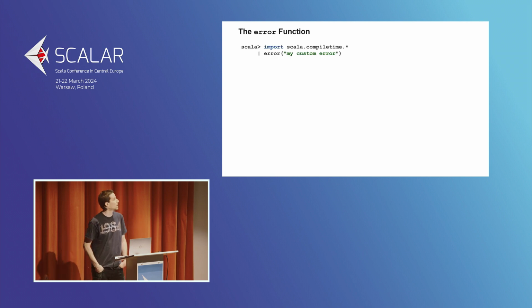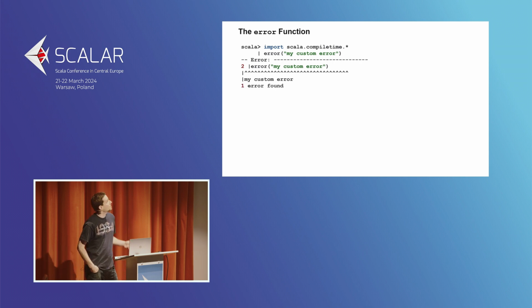So you import the compile time package, and you run this code. And if you try to execute the code, what you get here is a failure with the specific error that you specified. And this code wasn't running. It failed to compile now. So this is not a runtime error. It's a compilation error. So this is the power of the error function. It stops compilation with the message that you want to provide.